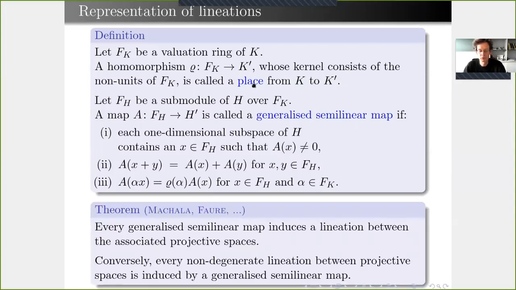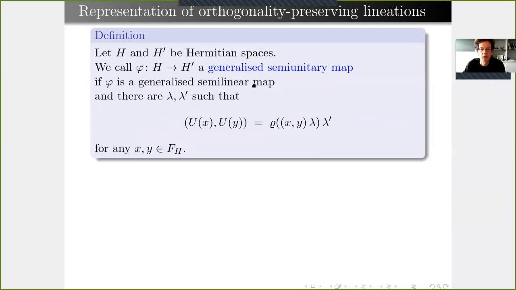And as a matter of fact, it was proved by Machala, Faure, and many people also worked on this field, that the lineations are described appropriately by generalized semilinear maps, with one restriction: not really the lineations in general, but the non-degenerate ones that I've just defined. In our case, we deal with the preservation of orthogonality. So what we want is some reasonable behavior with respect to the inner product. So we are led to generalized semi-unitary maps in the same way as we are led to semi-unitary maps.